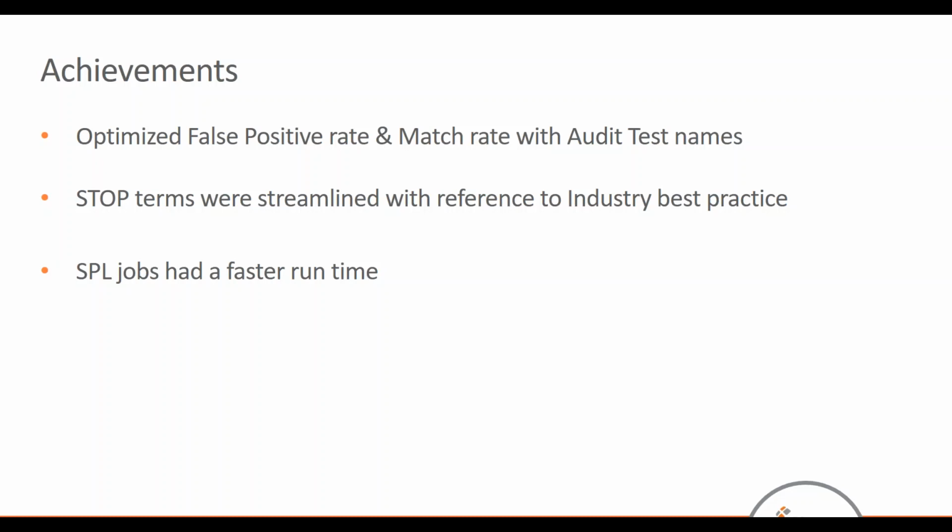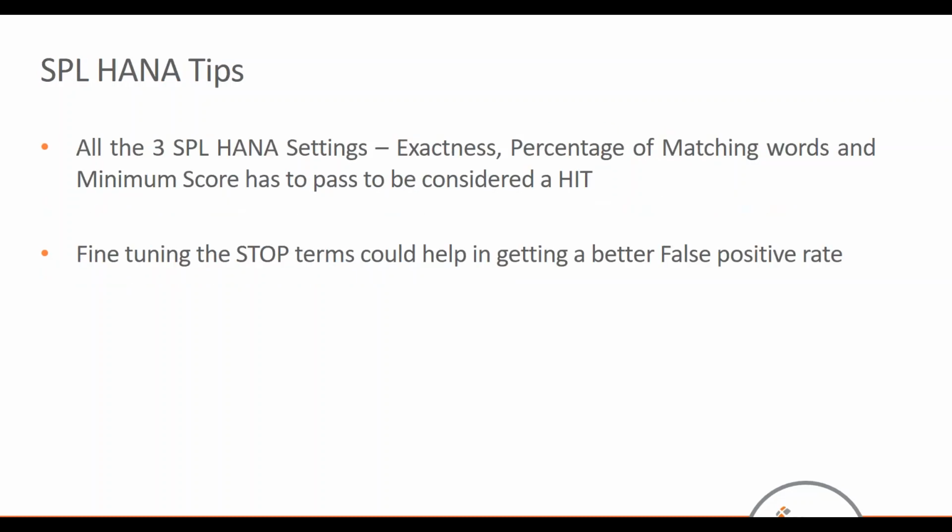And now I would like to move on to another thing, some of the tips I want to share with the community in HANA. As Nilesh has walked you through the configuration settings, the SPL HANA basically works with three key configuration settings, a much simplified setup compared to your classic setting. One is the exactness, second is the percentage of matching words, and third is the minimum score.